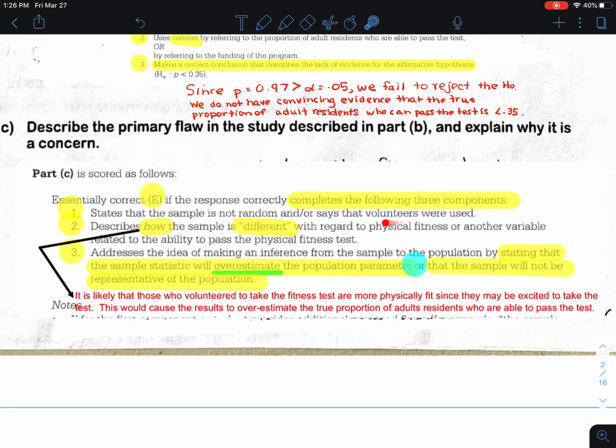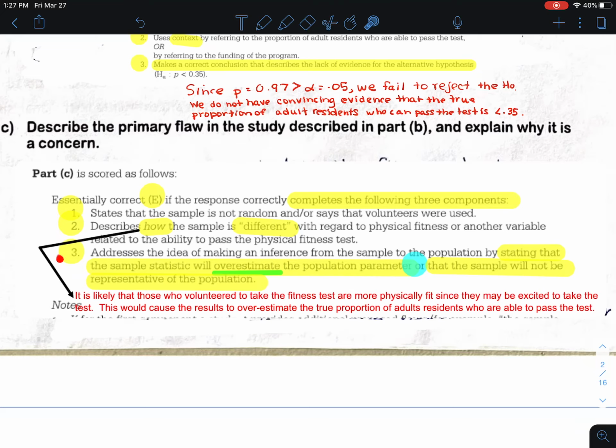random. They were a bunch of volunteers. Okay, so that's the problem. But then you have to explain what's the big deal with that? Why is that a concern? Okay. And the issue is you have to state how you think those volunteers would in some way be different with regard to physical fitness. Okay, so maybe saying something like, well, it's likely that those who volunteered to take the physical fitness test, they're probably more physically fit since they might be excited to take the test.